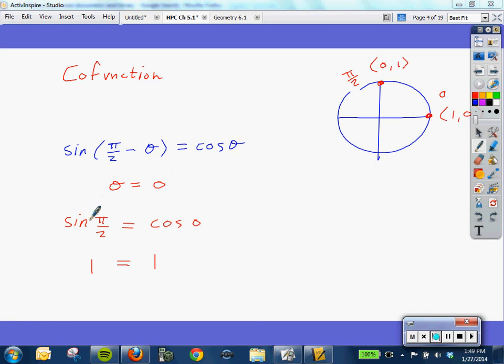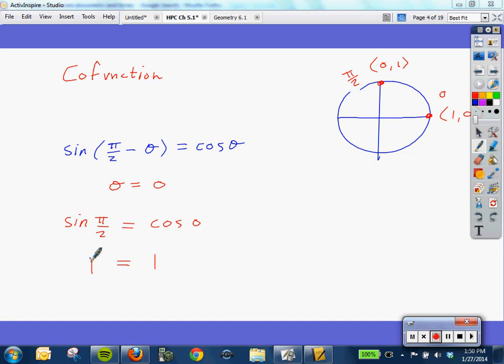And the sine of pi over 2 is, at this point here, we have our y over r, which is going to just give us a 1 there, right? And then the cosine of 0, we have our x over r, which is a 1 over a 1, which gives us a 1. So we have equal, okay? So with any of these cofunction identities, if you plug in a single angle value, you're going to come up with the same exact value on both sides of the equation.